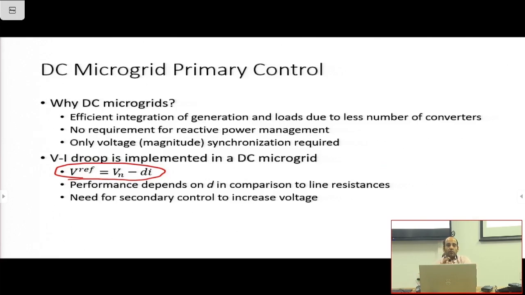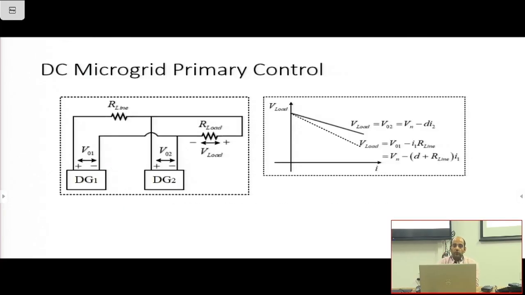Okay, so there is an altogether different story why we use current. There is not much time left, so I cannot discuss it here, but I'm okay to discuss off the record. But in a DC microgrid, if you have to employ droop, we go for current based droop. Now when you implement current based droop, the equation is like this.